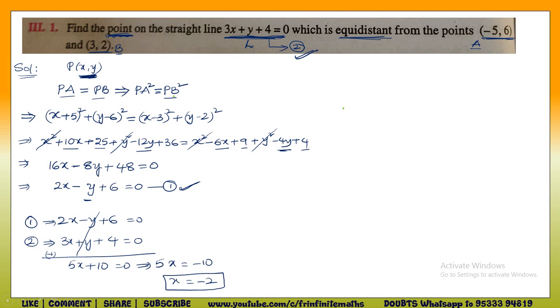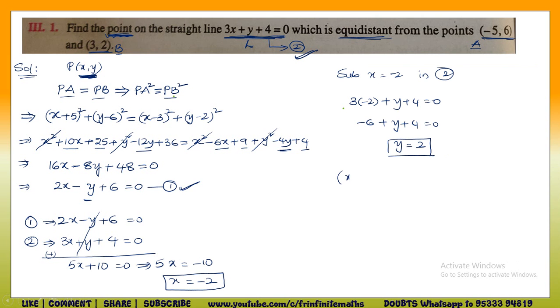To find the value of y, substitute x is equal to minus 2 in either equation number 1 or equation number 2. Now I am going to substitute in equation number 2. So substituting x is equal to minus 2 in equation number 2, then what am I going to have? 3 times of minus 2 plus y plus 4 is equal to 0. So 3 times of minus 2 is minus 6, plus y plus 4 is equal to 0. So from this I am going to get y is equal to 2.